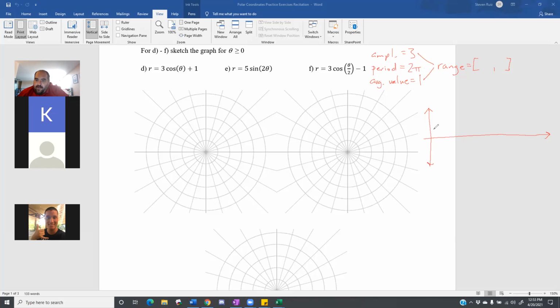Okay. So vertically speaking, the middle of this cosine wave is going to be y equals 1. And then amplitude tells me I'm going to vary above that, so 1 plus 3, and below that, so 1 minus 3. And then I know that my period is 2 pi, so I'll chop that up into 4 pieces.